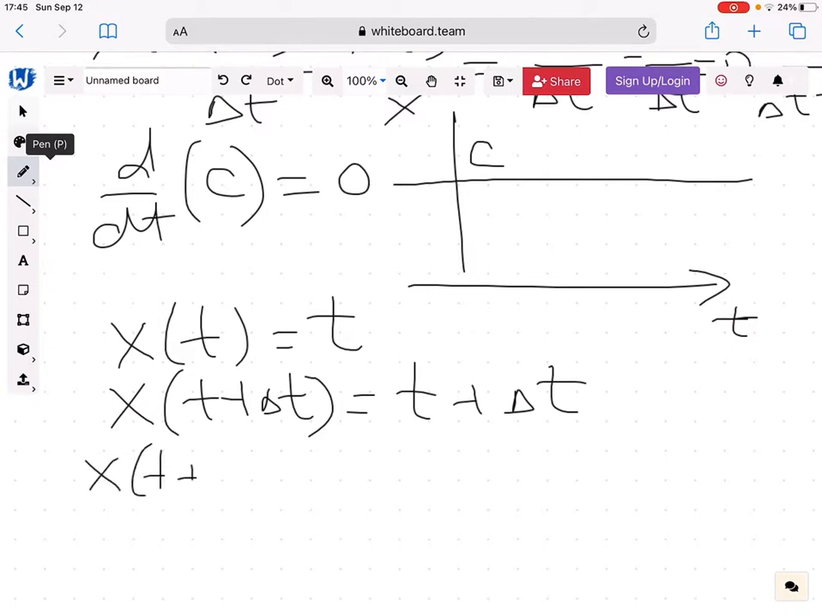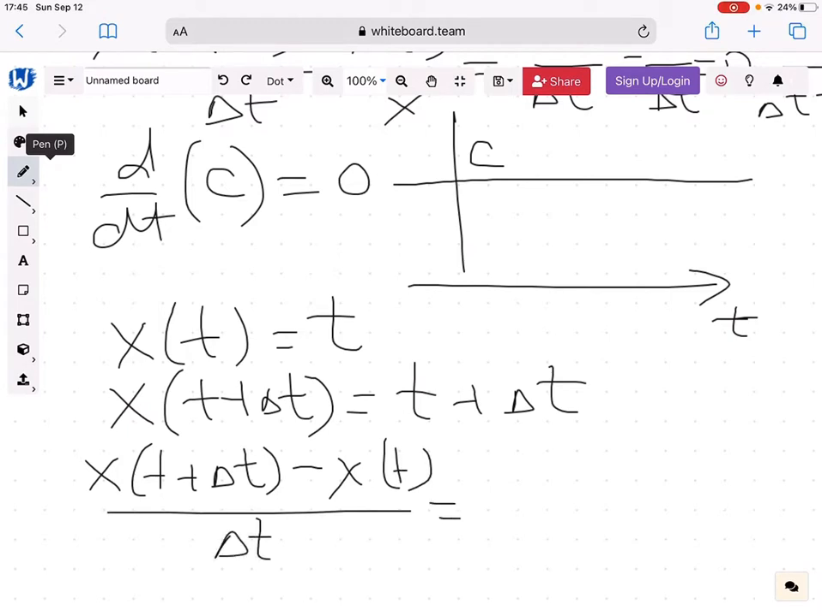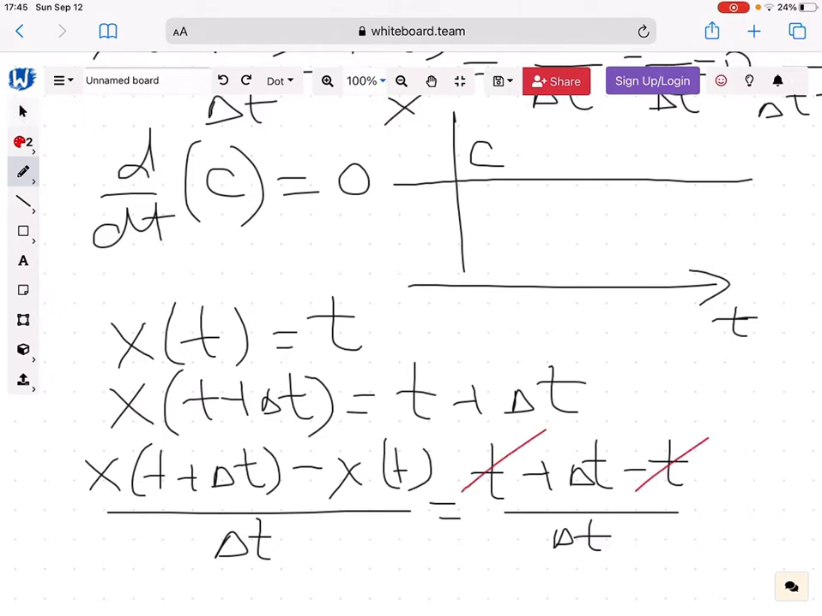Next, we're going to calculate this ratio, and it's going to be t plus delta t minus t, divided by delta t. Guess what happens? Here's t, here's minus t, they cancel out. And what we have left is delta t divided by delta t.